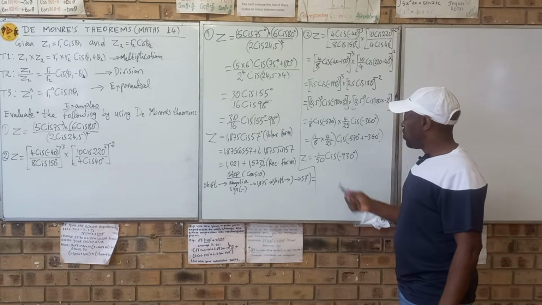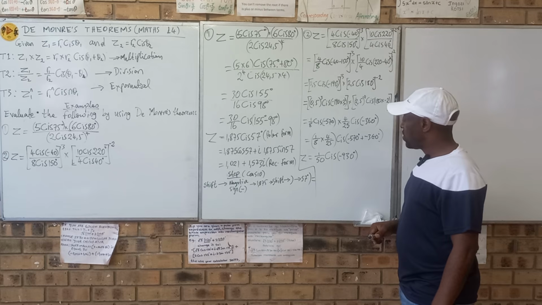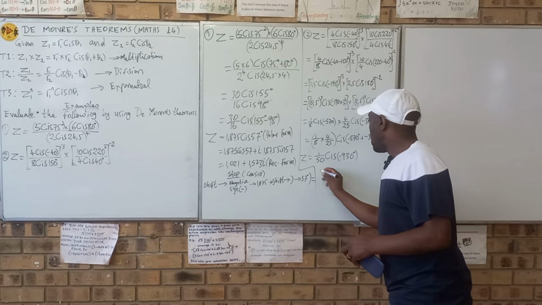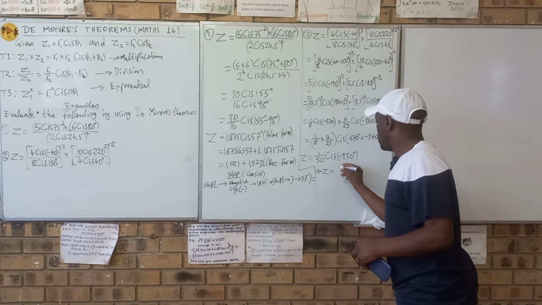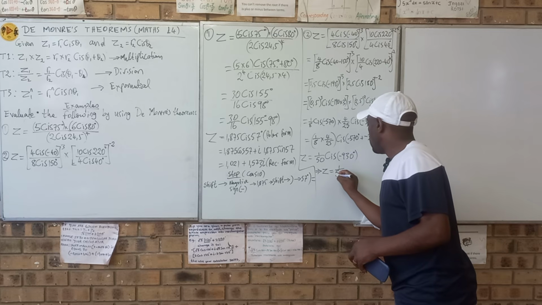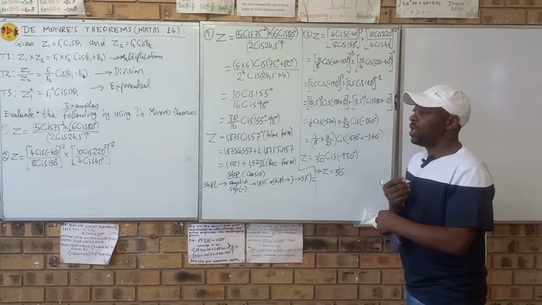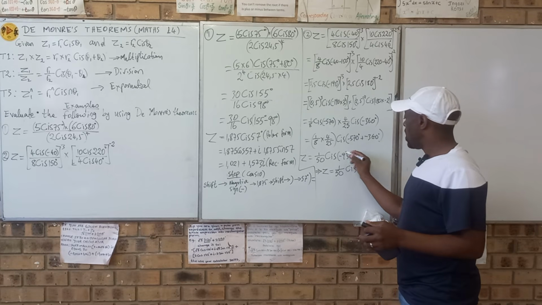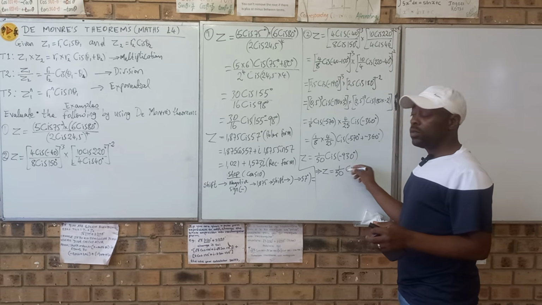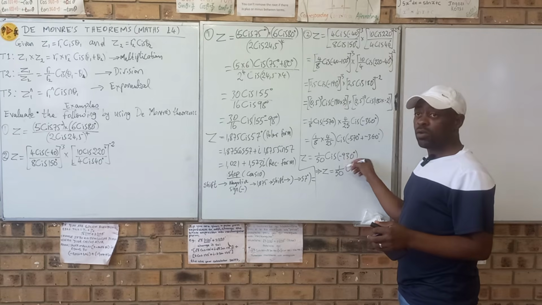But there is one little challenge here because as a level 4 student, we are not allowed to leave our answer with a negative argument. So we are always told to leave your answer with an argument between 0 and 360. So the simple thing you do is, if you've got an answer that is negative, you just keep on adding 360 to it until it becomes positive.